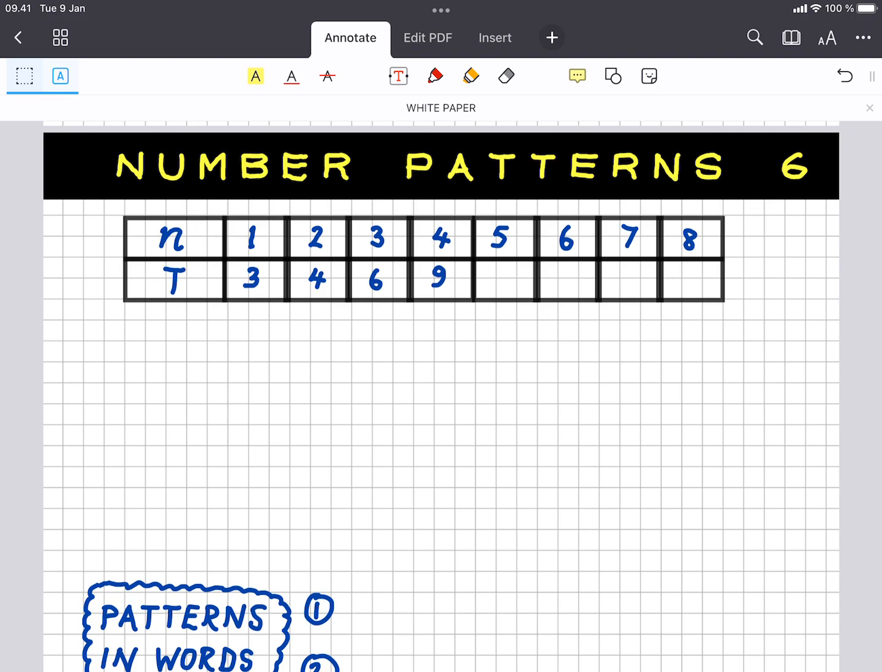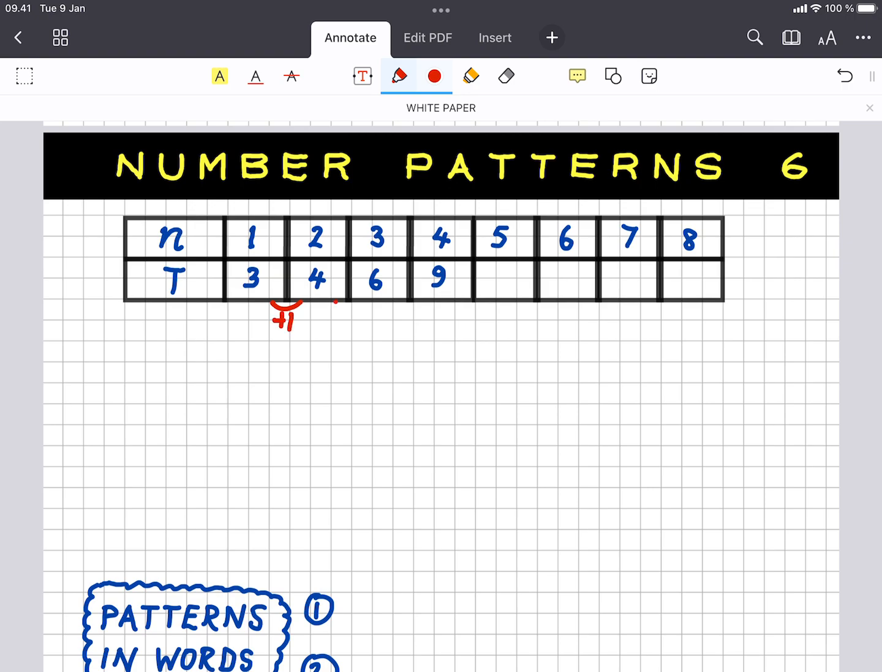It's not a geometric sequence because you're not multiplying by the same amount every time to get from one term to the next. So 4 divided by 3 isn't the same as 9 divided by 6. So you're not multiplying this by the same thing every time. So there's a very good chance it's going to be a quadratic sequence. So let's just have a look at the differences between the terms.